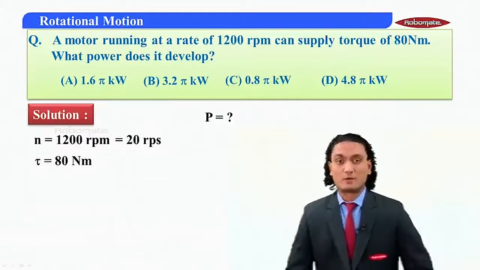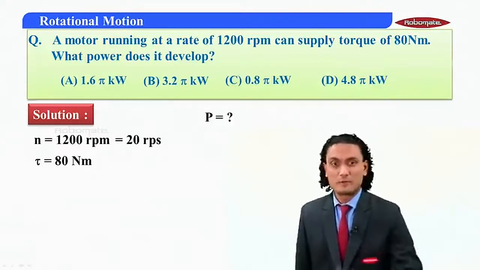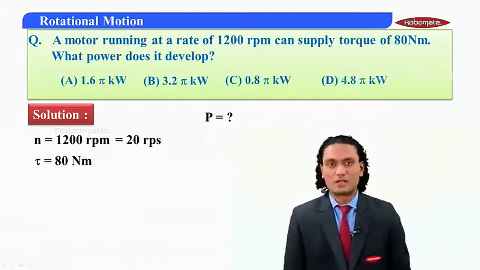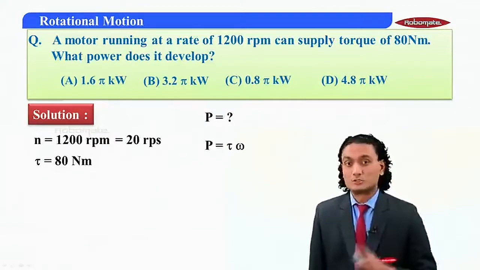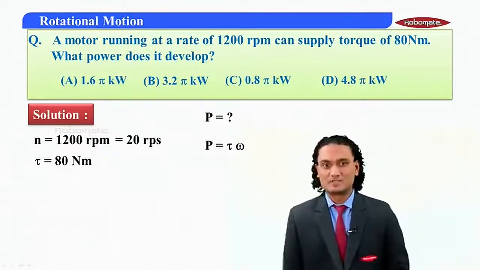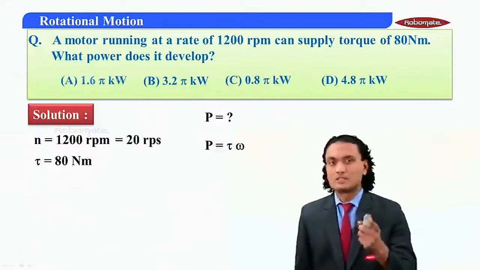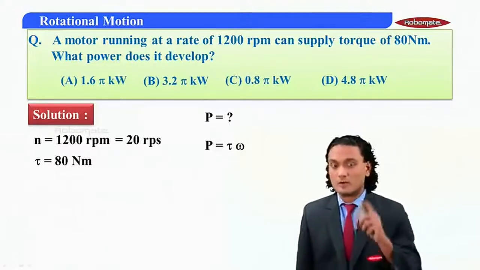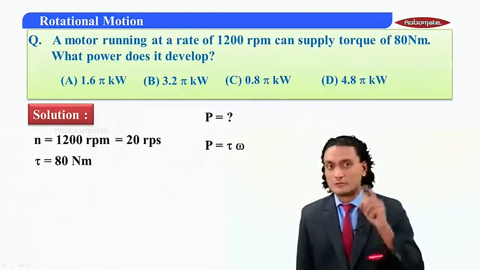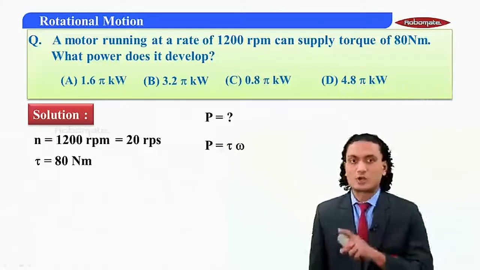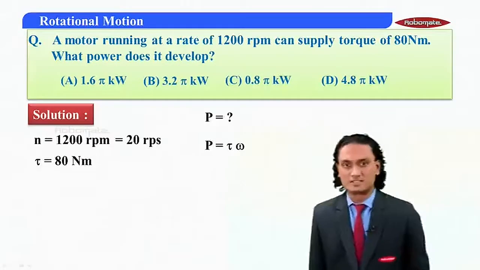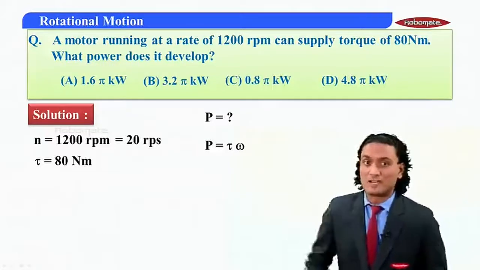So how will you find out power? Any formula? Yes students, there is a formula. The power is given as torque into omega. Now, how did we get this? We know power is work done upon time. Work done is change in kinetic energy. So if you differentiate it, you will get power is torque into angular velocity, omega. Is that clear? So using this formula, we can find out power.